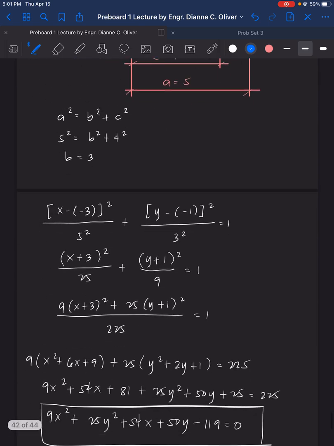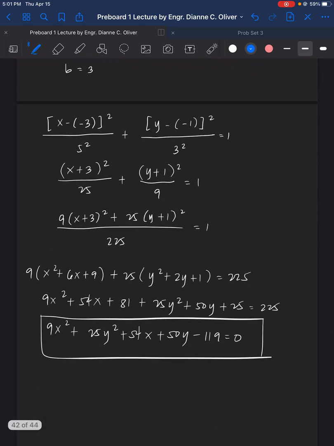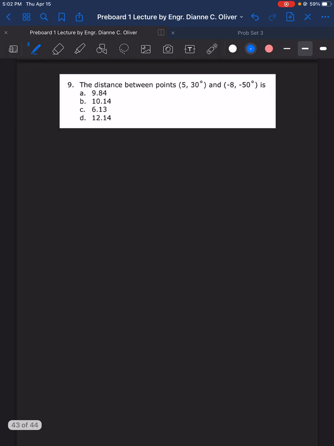Okay, so that's for number 8. Next, we have number 9. The distance between points (5, 30 degrees) and (negative 8, negative 50 degrees) is, so this is actually polar coordinates. Okay, so how do we solve this? Let's sketch it first.